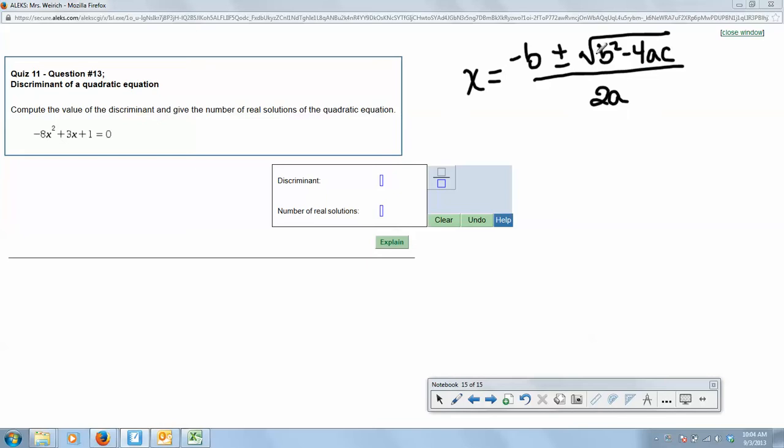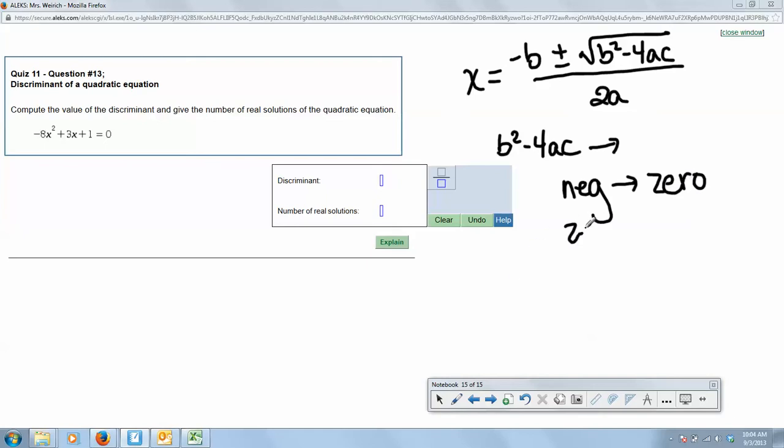Now the discriminant is going to be this value that's underneath the square root, which is just b squared minus 4ac. Because if we know the domain of the square root function, this value can be a positive number, it can be 0, or it could be a negative number. But if it's negative, it doesn't work. So if we get a negative answer for this value, then we would have 0 solutions. There are no solutions.